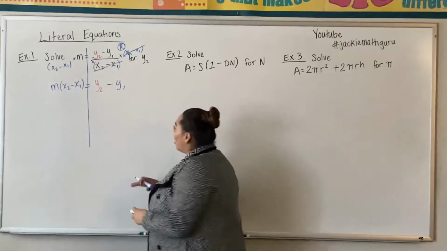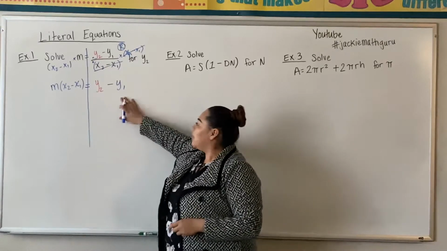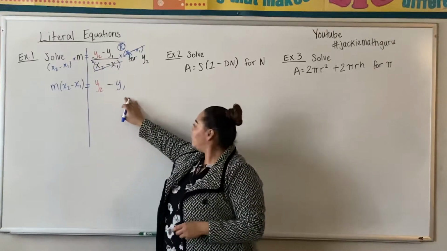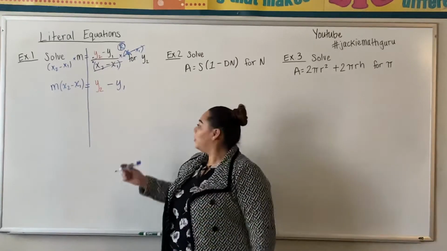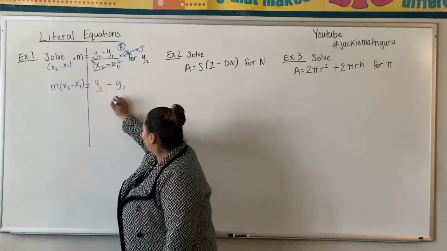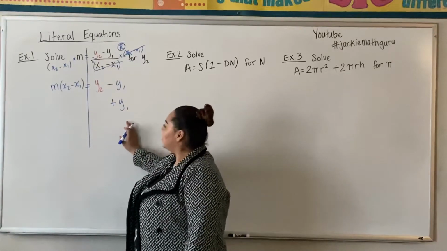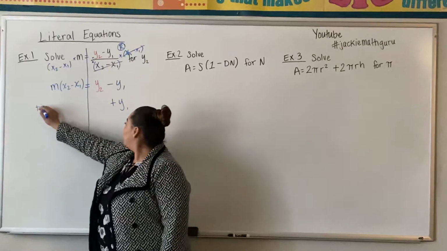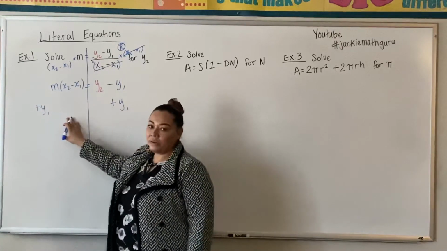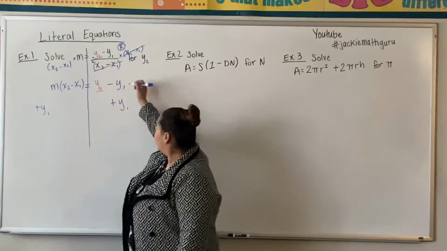From here, we're almost done. We just want to leave the y2 by itself. That means we have to get rid of the minus y1. The way we move this over to the other side is we do the opposite. Since it's a minus, we're going to put a plus y1. Since we did this on this side, we have to do it on the other side. I'm just going to put it next to it. I don't want to put it under it because it's not the same letter. They're not like terms, so you might get confused if you do that.